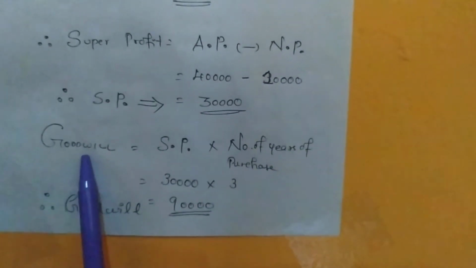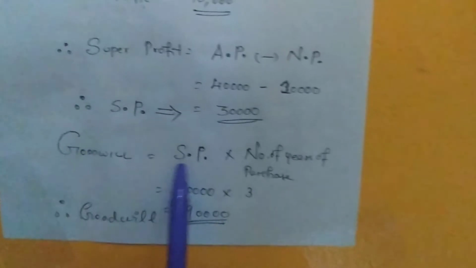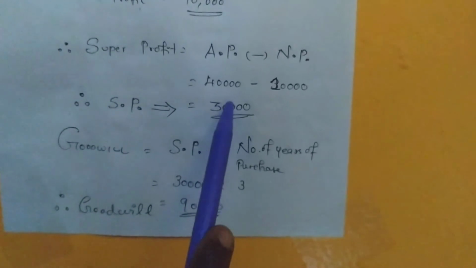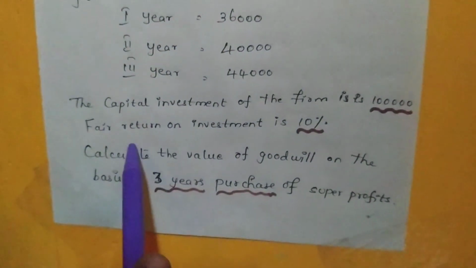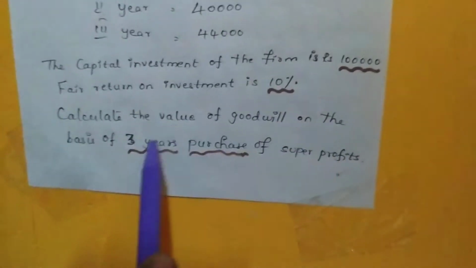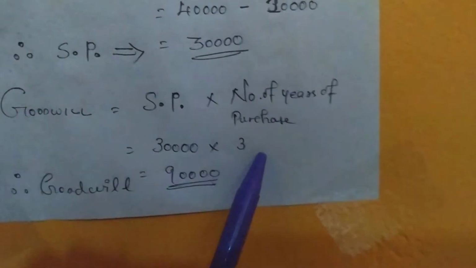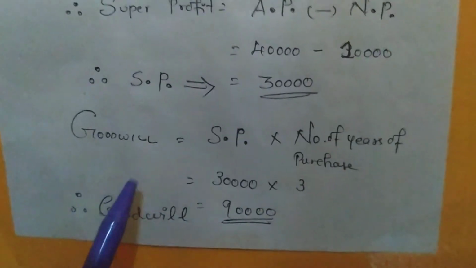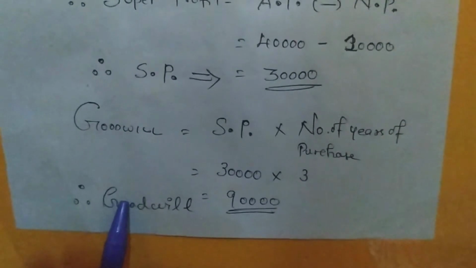If we calculate goodwill under the super profit method, what is the formula? Super profit into number of years of purchase. Here, super profit is 30,000, so 30,000 into number of years of purchase. If we repeat the question: calculate the value of the goodwill on the basis of 3 years purchase of super profit. Underline this, 3 years. So 30,000 into 3, 90,000. So the goodwill under the super profits method is 90,000. In this way you have to calculate the goodwill under the super profits method.